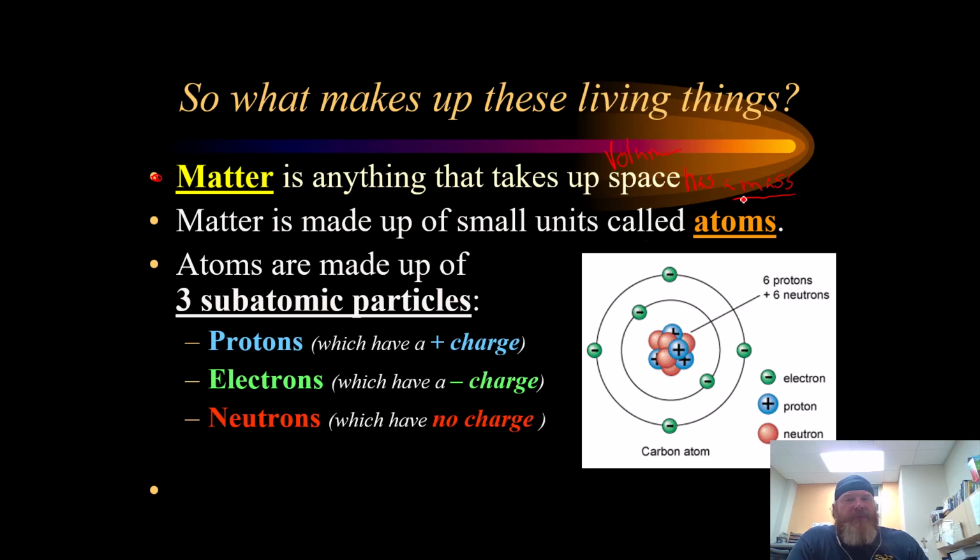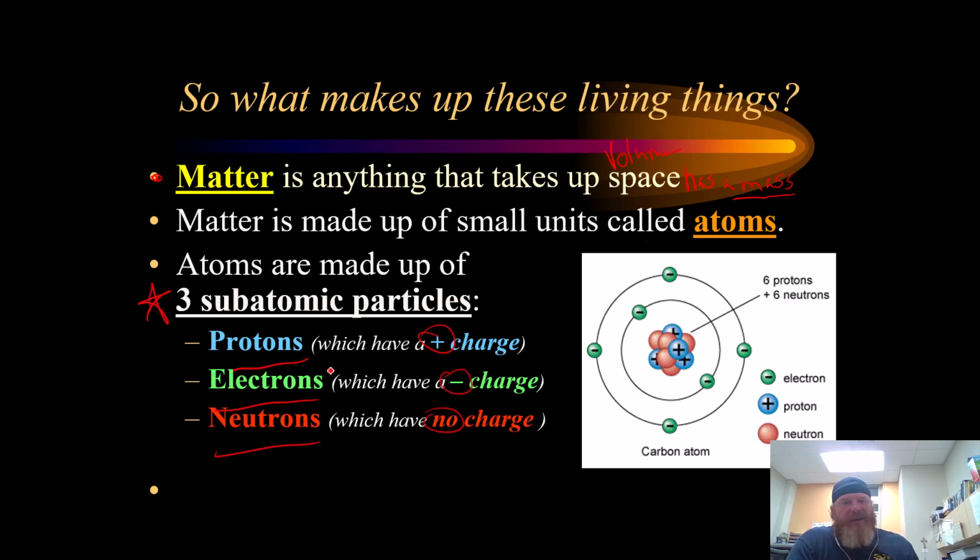All right. Mass is made up of a small unit. This is called an atom. Atoms are made up of 3 subatomic particles. Subatomic just means below atoms. You will need to know these and their charges. Protons plus, electrons negative, neutrons no charge.